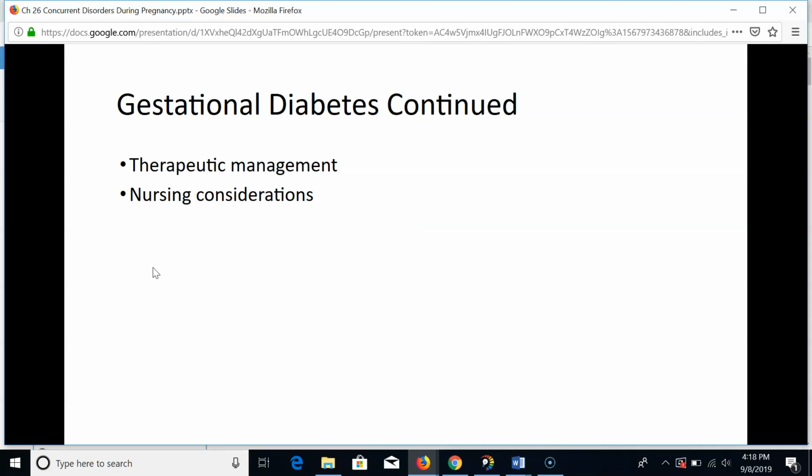Therapeutic management should include a referral to the dietitian or diabetes educator for help with dietary changes. The provider should discuss the benefits of exercise to help control blood glucose levels. She should be taught how to do self-monitoring of blood glucose levels. Typically, daily, they will check fasting and 2-hour postprandial.